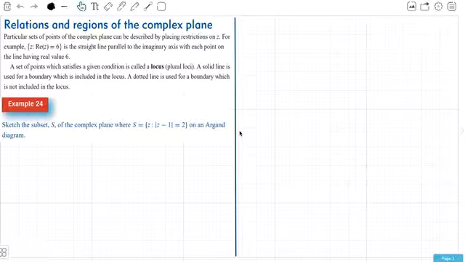So the thing to look at here for relations and regions of the complex plane is the way that these expressions are written. They're usually written as a kind of restriction on z, like a set, and you're told that z is such that, and then any information about z. So here it says real z equals 6. Real z equals 6 would actually look like this. So for every real, we'll go up to 6.